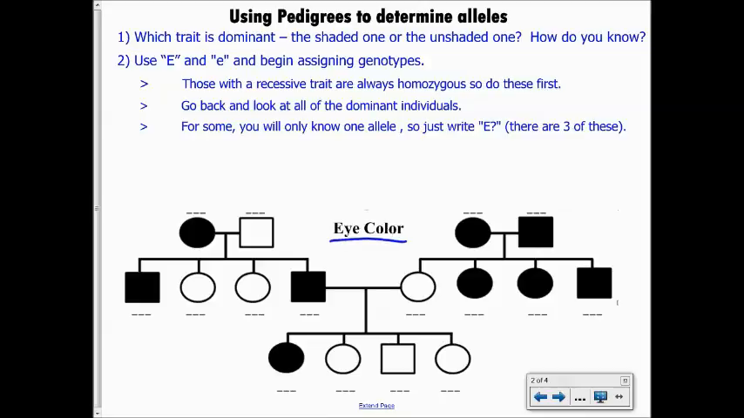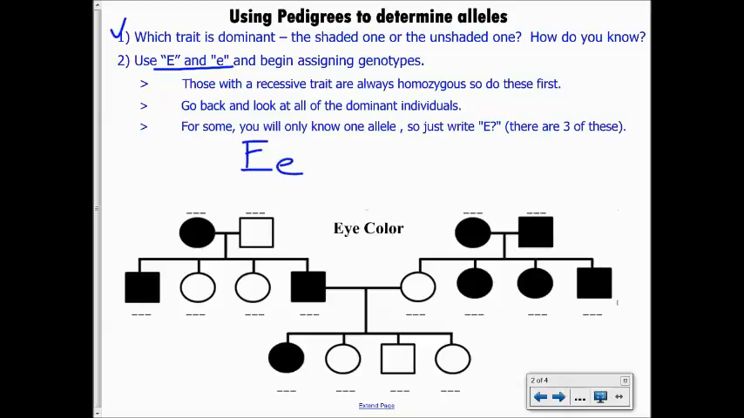The first thing I need to do in order to determine the actual alleles is read my question at the top and determine which trait is dominant. Is the dominant trait the one with the shading, or is it the one that isn't shaded? That will help me determine what allele combinations I'm looking for. Now the alleles I'm going to be working with in this problem are big E for eye color and little e.